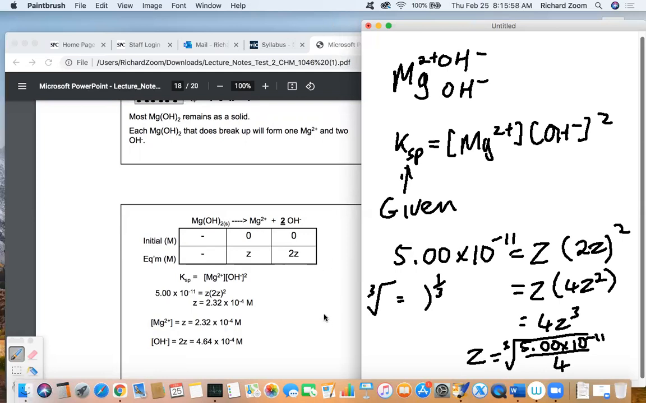Okay. So the Z value, which would be the concentration of Mg2+, is going to be 2.32 times 10 to the negative 4. The concentration of OH- is going to be 2Z, which is double that, 4.64 times 10 to the negative 4. Does anybody have any questions?